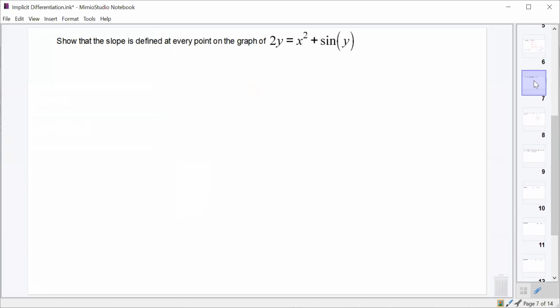All right. Let's show that the slope of this equation, 2y equals x squared plus sine y, is defined for every point on its graph. So no vertical tangent lines on this one, basically is what we're saying. How will we do that? First, if we're going to show that the slope is defined, that slope is a derivative, right? So what's the derivative with respect to x of 2y?